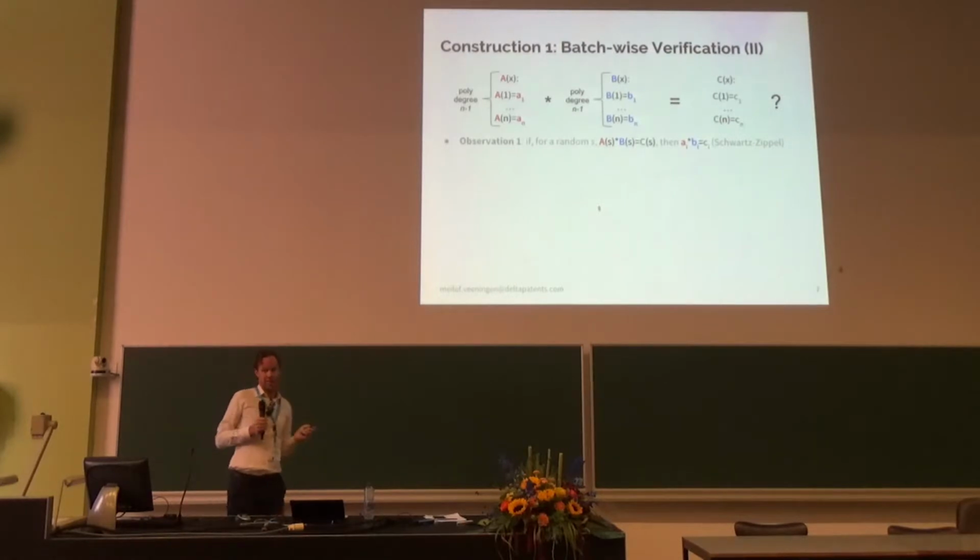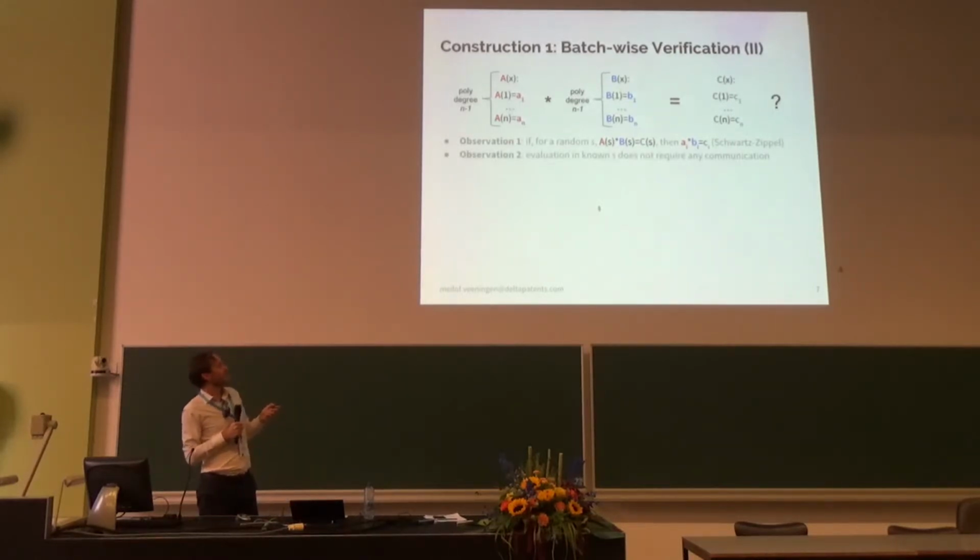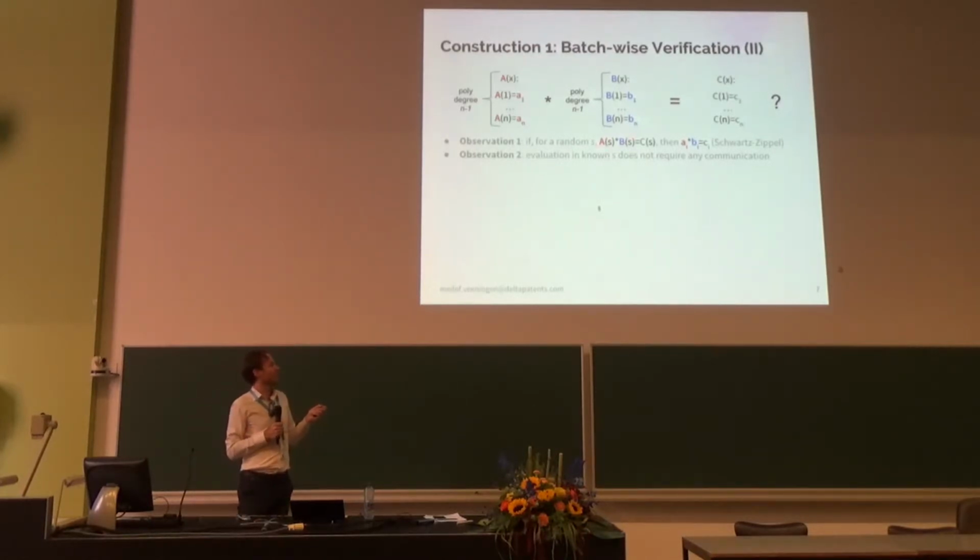This is an elementary result from algebra, and if the values that you're computing on are large enough, then the probability that this equation will hold if the multiplications are not correct is very small. So if we check the multiplication and a(s) times b(s) is equal to c(s), then very likely the multiplication was performed correctly. That's the first observation.